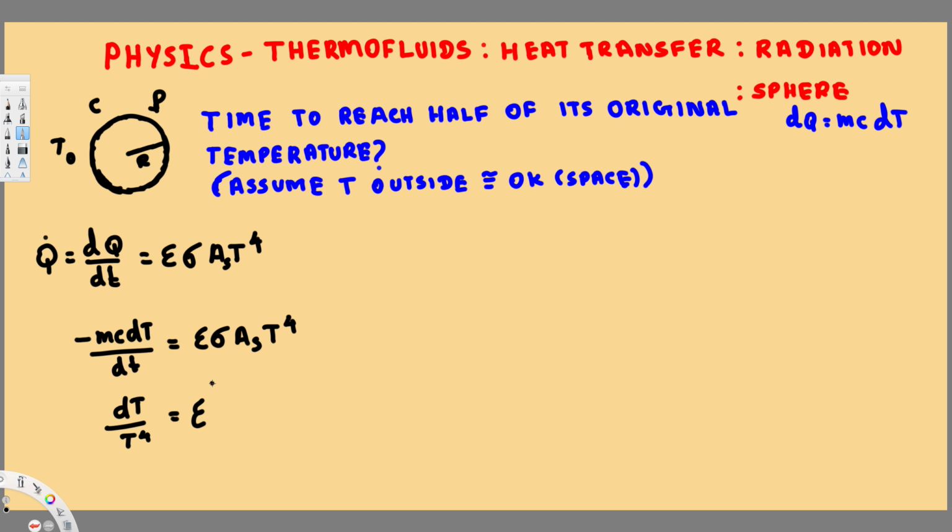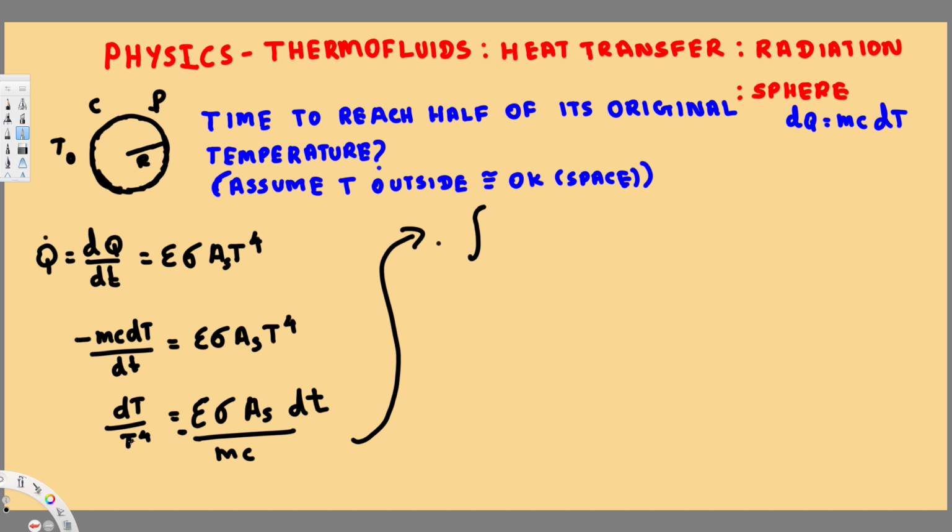this is emissivity times sigma times A_s times dt over m c, and there's a negative sign right here. Now let's do the integration. When we integrate, we can write this as T to the power minus 4, because that way it's easy to integrate. So this can be written as T to the power minus 4 dT.